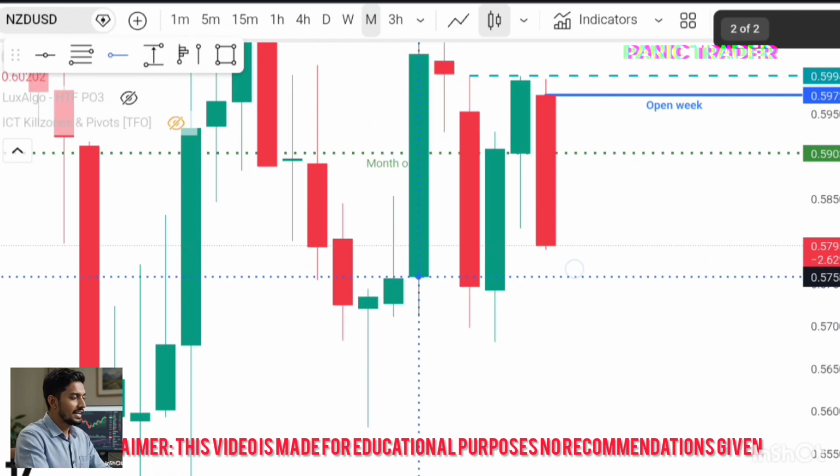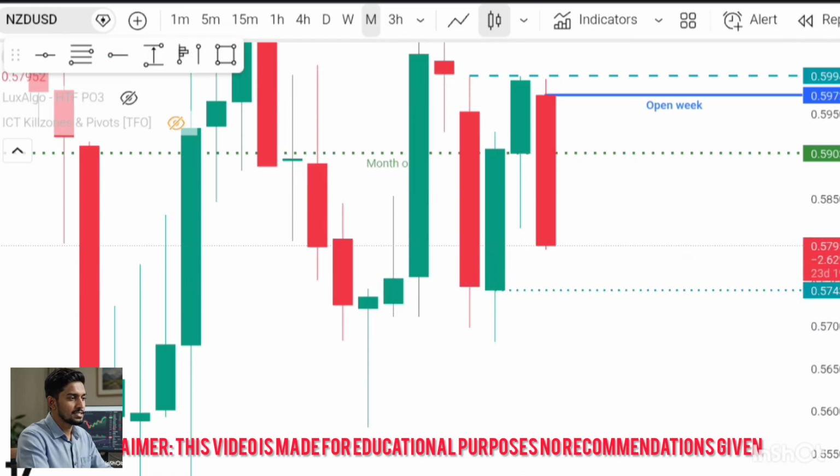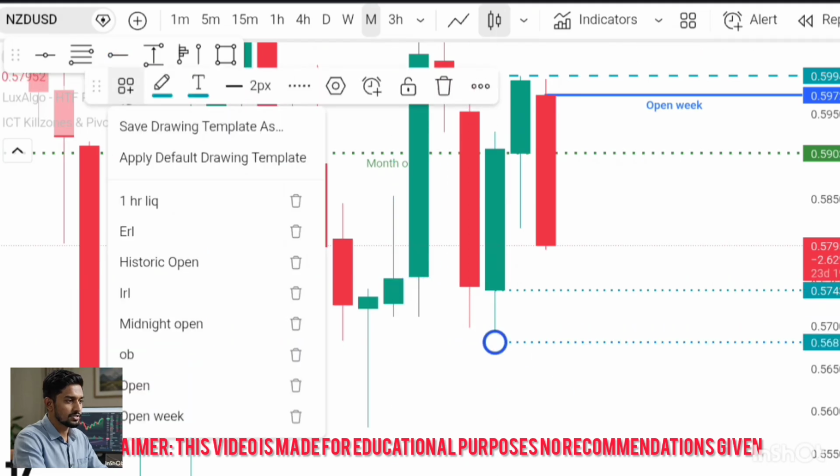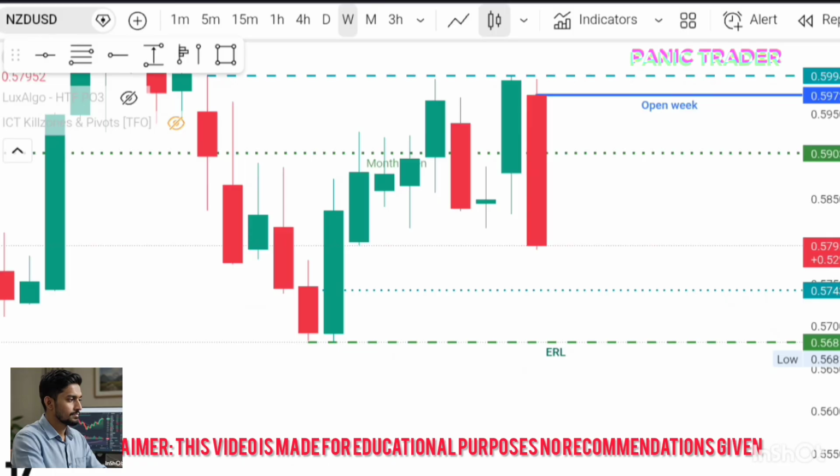So the most probable monthly level I can see here is this candle's open. This will be the last bullish candle's open, and the second level will be this triangle low. This is the second level for targeting the sell levels in NZDUSD.